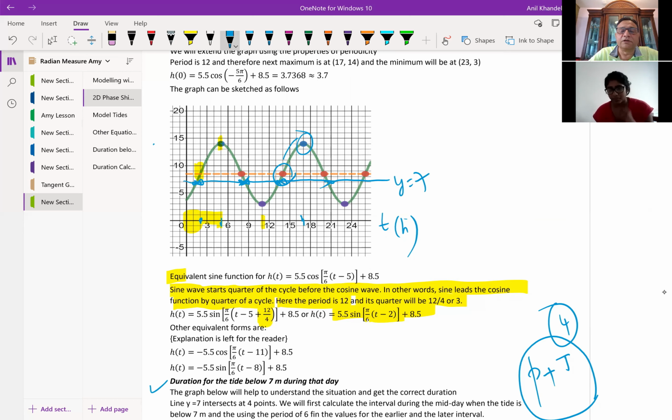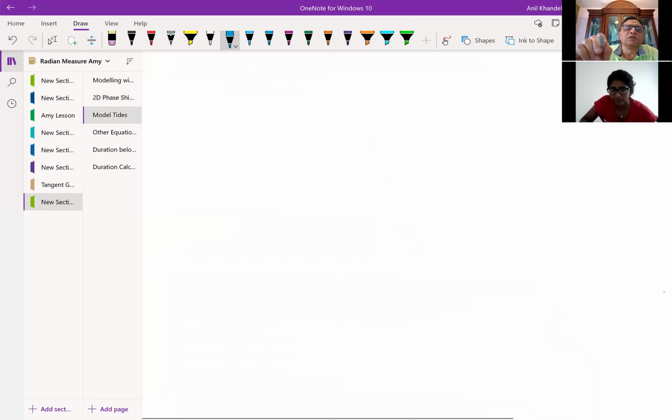So you have recorded this equation. We'll work with the cosine function. Just copy it, and then we'll try to solve the equation on a fresh page. Write down 5.5 cos of pi by 6 times (t minus 5), plus 8.5. Got it. Good. So we'll solve this particular question.